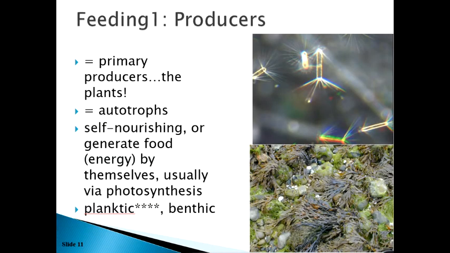So let's talk about classifying feeding types in the ocean. The first are going to be the producers. Primary producers, these are the plants.